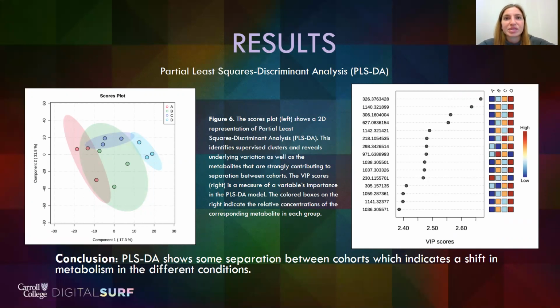PLSDA identified specific groups of metabolites that contributed the most to separation between cohorts. So metabolites with VIP scores that were greater than 2 were mapped to metabolic pathways using MSPK pathways. And ultimately, from this, we can conclude that since there is some separation between cohorts, we do have a shift in metabolism in the different conditions.